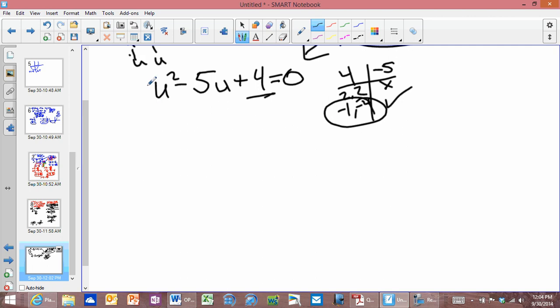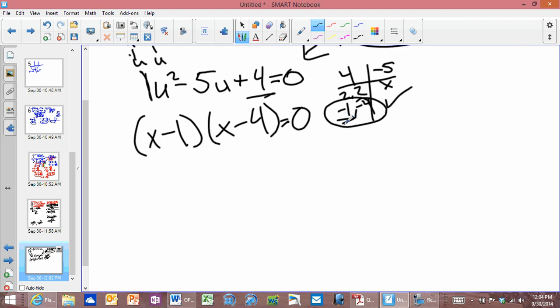Anytime that I have a 1 out here for my a term, this is just going to factor down into u minus 1, u minus 4 equals 0. And these numbers just came from right here, so u minus 1. And you just keep whatever sign they have. So if they were positive, it would be pluses in here. Okay, then I have to solve, I'm sorry, I didn't mean to write x's.